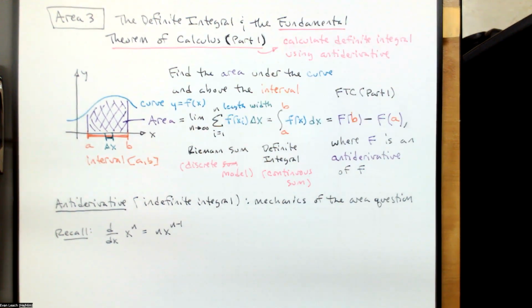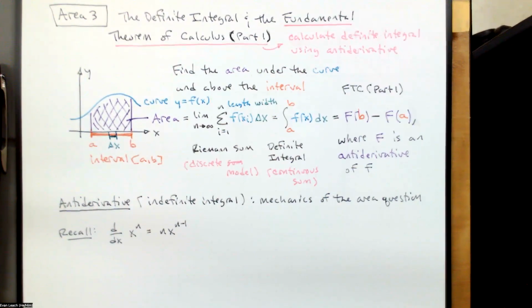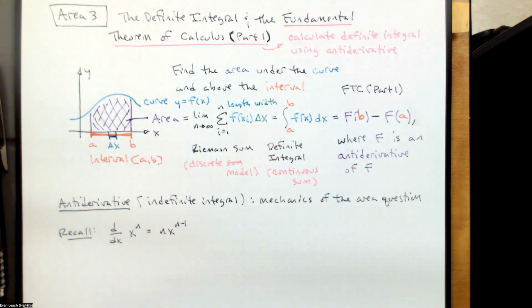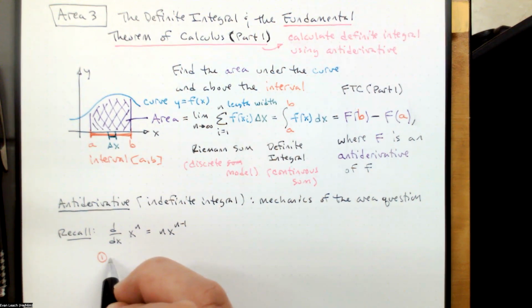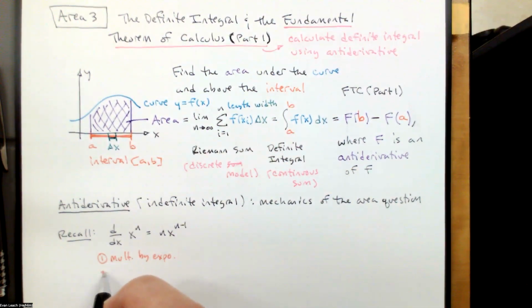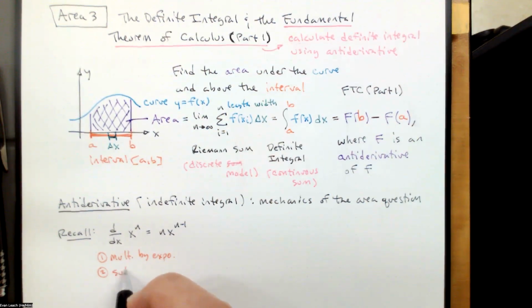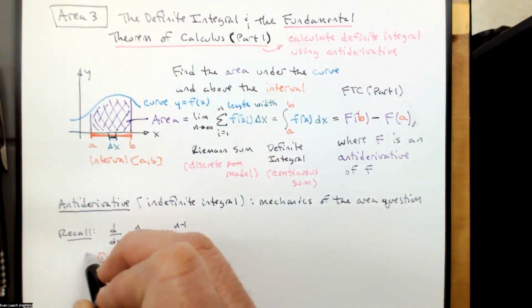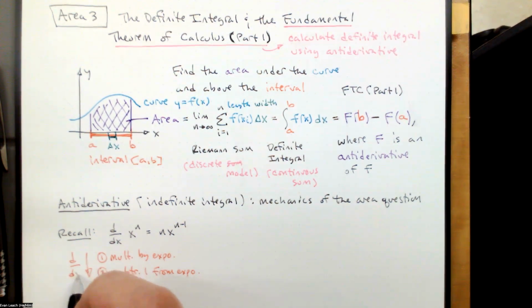So if you would recall, the derivative of x to the n is nx to the n minus 1. If we have powers of x, we multiply by the exponent, we subtract 1 from the exponent. What we want to do is the inverse of this. We want to invert this process. That's what we do when we take a derivative. First, we multiply by exponents. And second, we subtract 1 from exponents. That is how we find a derivative.